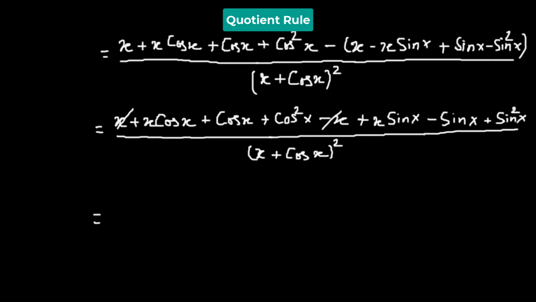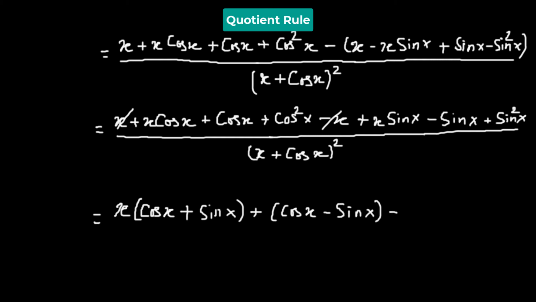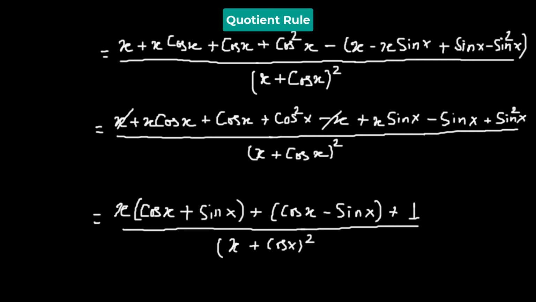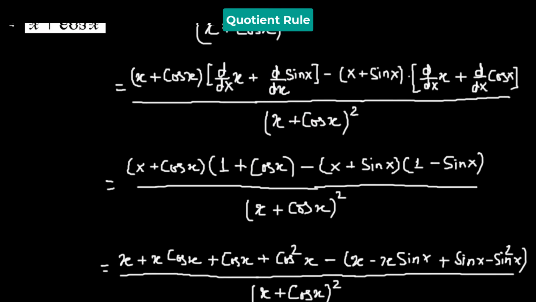which will leave us with x cos x plus x sine of x. So we can take the x as the common factor. So that will leave us with cosine of x plus sine of x. Then we have cosine of x minus sine of x plus cosine squared x plus sine squared x, which will be equal to 1, divided by x plus cosine of x whole squared. Or in other words, let's take 1 as the common. So this will be the final result. This is the derivative of the given function with respect to x.